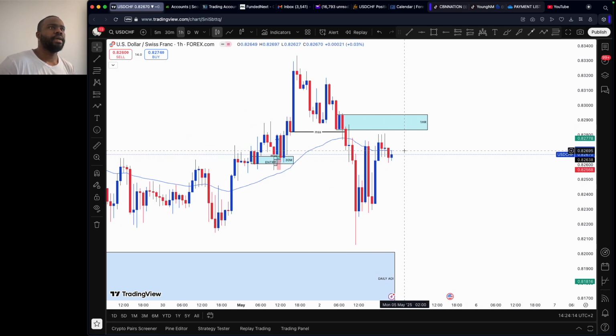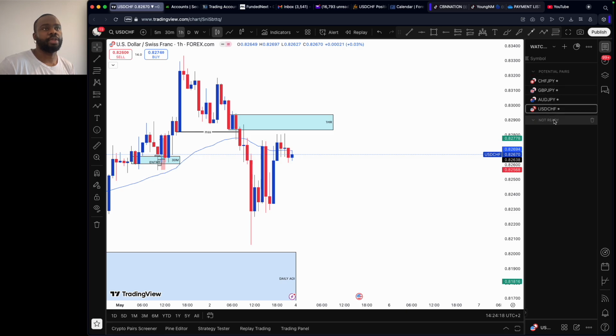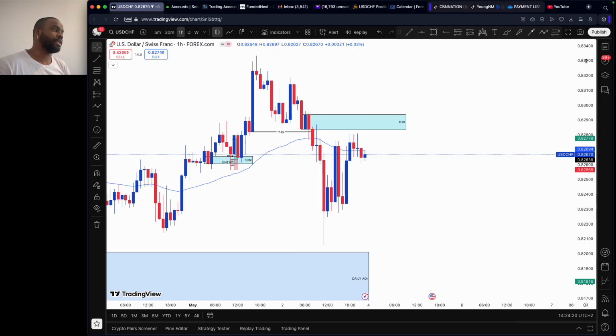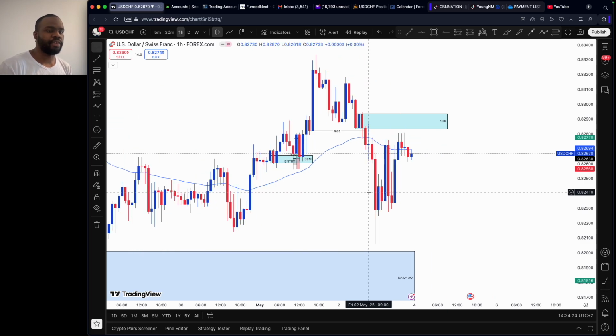So these are the pairs I'll be trading for the week. These are the 4 pairs, because obviously these are the pairs that have been giving us back-to-back wins. So I see no reason to move away from what is working. Rather stick to what is working, and let's make as much as we can from this market.